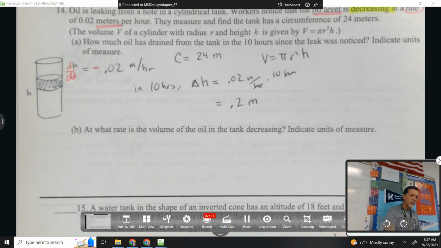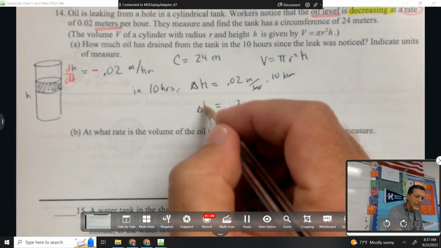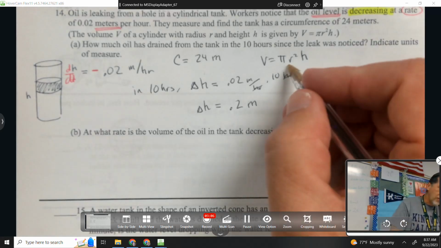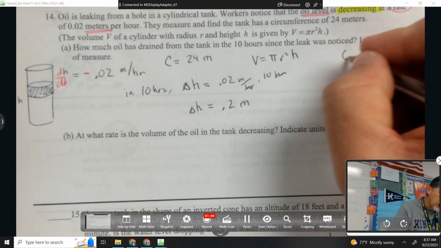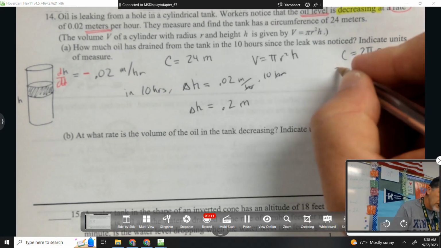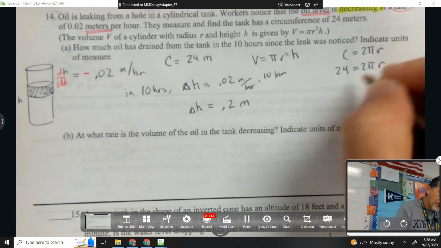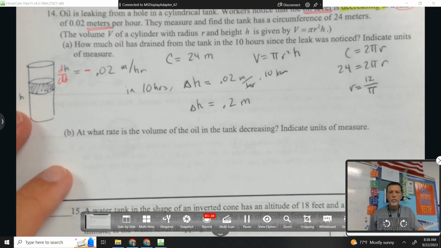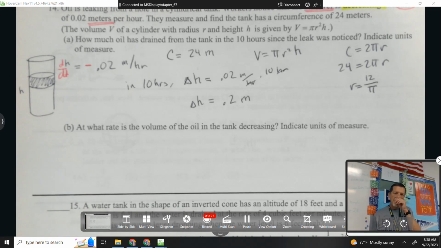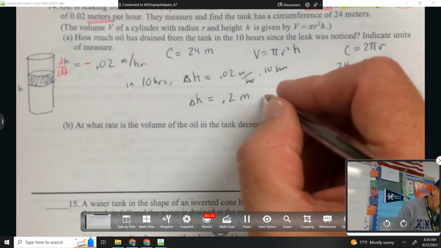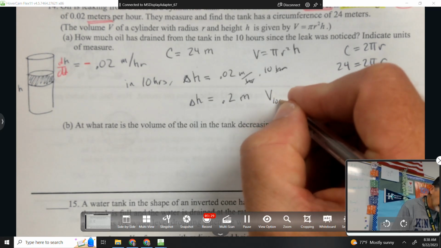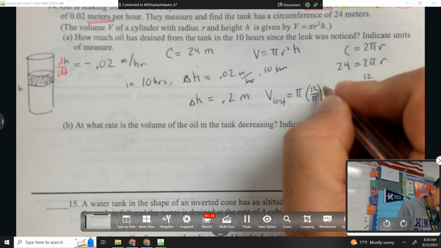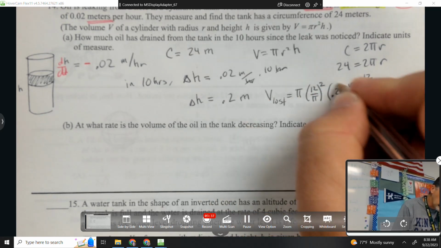So I can do pi r squared h with h being this delta h, this change of h, and that'll tell me how much was lost. I still got to figure out r though. So circumference is 2 pi r. So 24 equals 2 pi r. So r is 12 over pi. Okay, so the volume lost is pi times (12 over pi) squared times that 0.2.